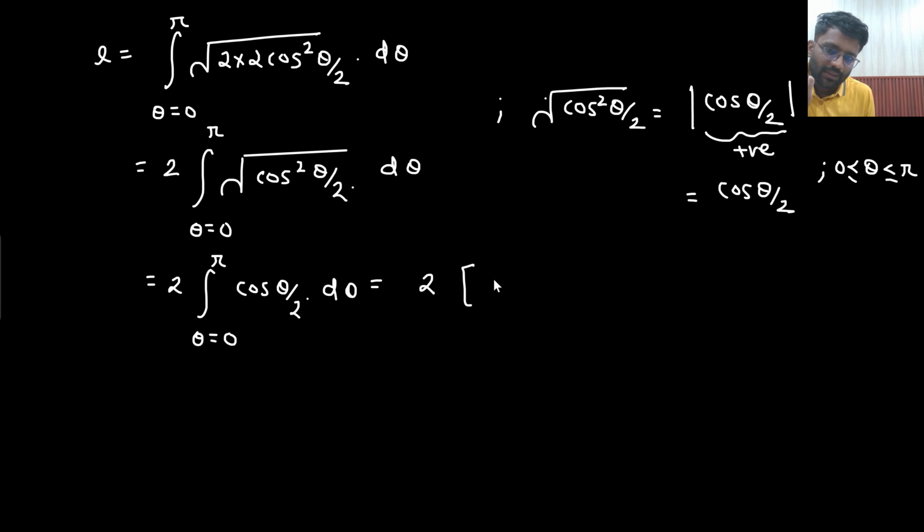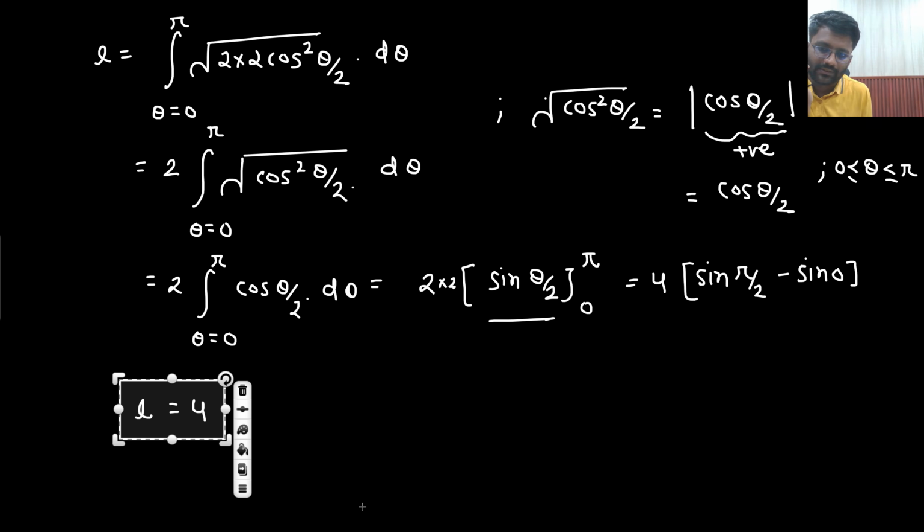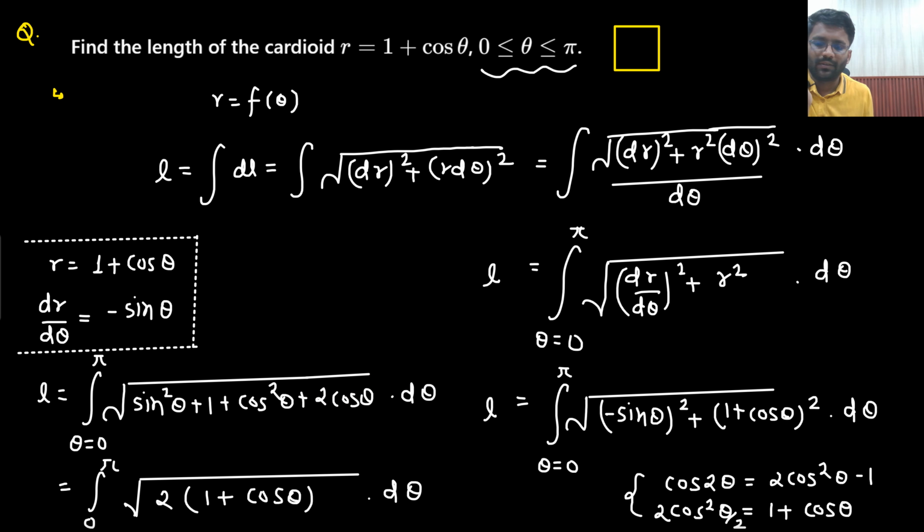What is the integration of cos theta by 2? That will be sin theta by 2, and downward you need to differentiate theta by 2, so it will become 1 by 2, and 2 comes upward. So what are you getting? 4, putting the limit: sin pi by 2, which is 1, minus sin 0, which is 0 only. So the length we are getting is 4. That's the answer.